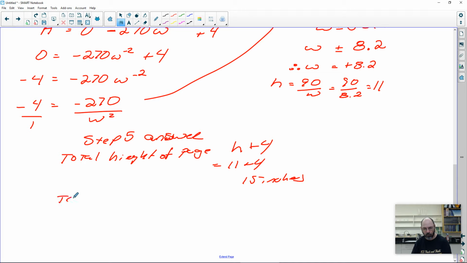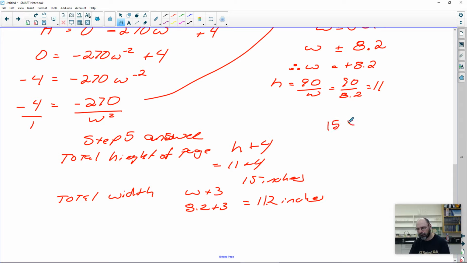And the total width of the page or poster is W plus 3, which was 8.2 plus 3, which equals 11.2 inches. So our page dimensions is 15 by 11.2, and our area of that total would be whatever that is, 15 times 11.2, which is 168 square inches.